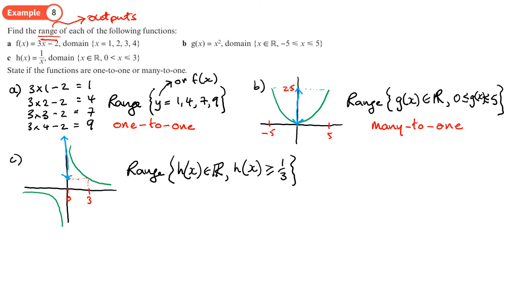Quadratics tend to be many-to-one as well, depending on the range. And the reciprocal in that domain is one-to-one. Because we've restricted the domain and excluded 0, it now becomes one-to-one.